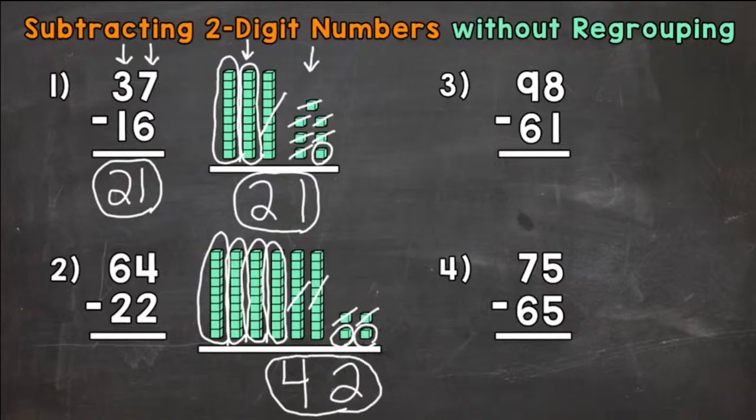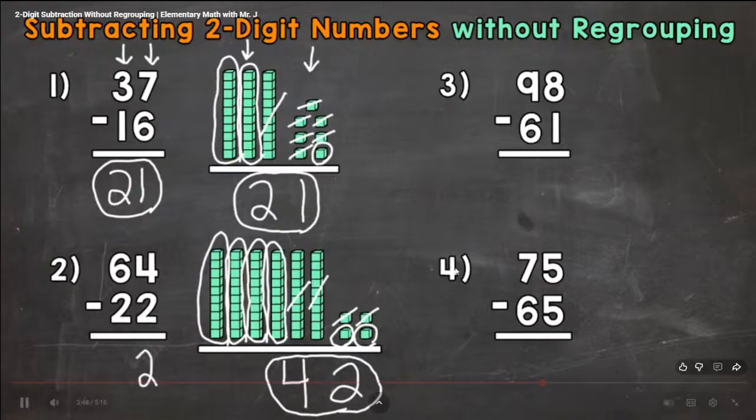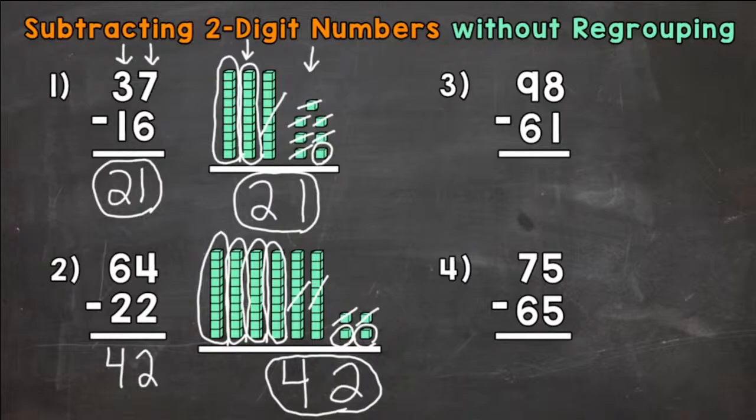Let's solve it to the left as well. So start with the ones. 4 ones minus 2 ones gives us a 2 in the ones place in our answer. As far as the tens, 6 tens minus 2 tens. That gives us 4 tens in our answer. So an answer of 42 over there as well. Let's move on to numbers 3 and 4, and we're going to solve these without the base 10 blocks. Starting with number 3, where we have 98 minus 61.